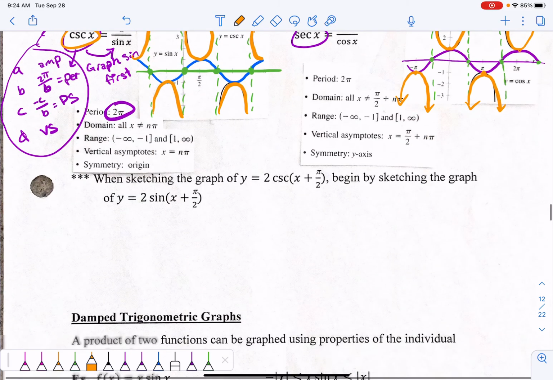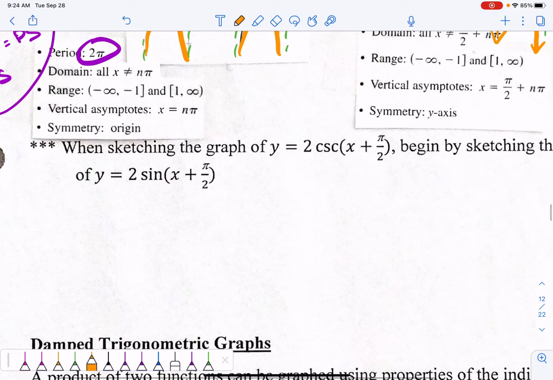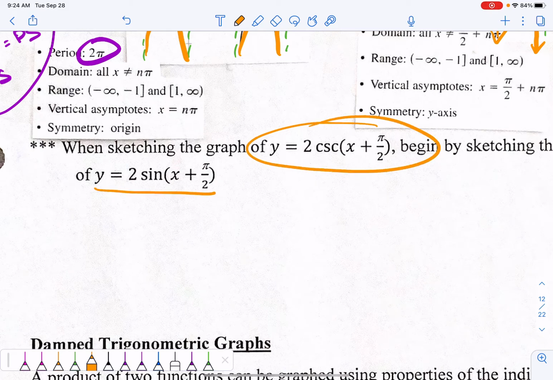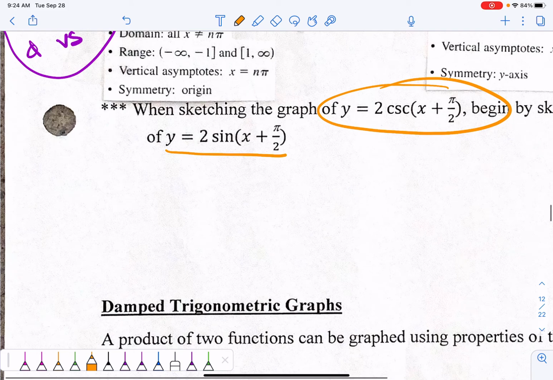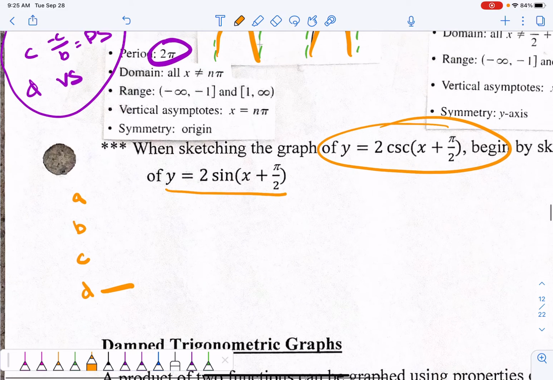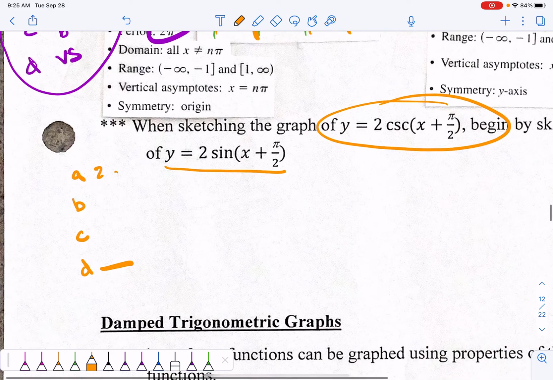Okay, so let's use that to graph. When we're graphing 2 cosecant of x plus pi over 2, we're going to start by doing sine. So let's do A, B, C, and D. Really we only have an A and a C, but let's go ahead and write in B and D. D, we don't have one. A is 2, so the amplitude is 2. B, there's really kind of a 1 in front, so B is 1, but that just means 2 pi divided by 1. That means my period is just 2 pi.